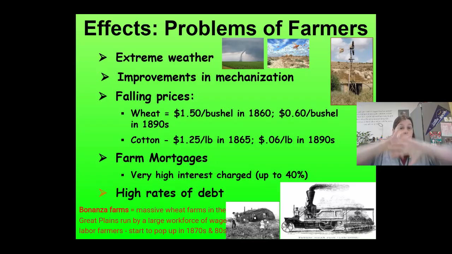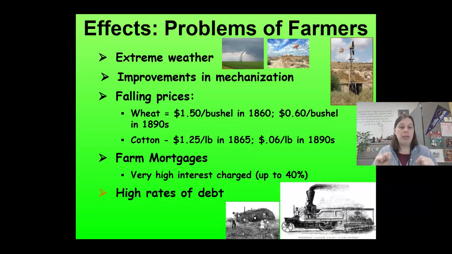And so what all of this adds up to, everything on this slide, if you had to sum up the problems of the farmers in the Gilded Age, the single word answer is debt. Farmers are in a lot of debt, and that is important to understand because it has a lot to do with some of the political movements that spring up out of the farmers in this time period.